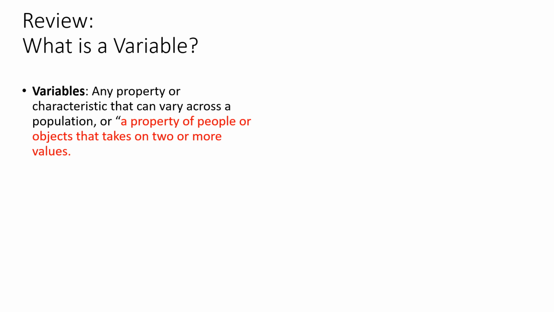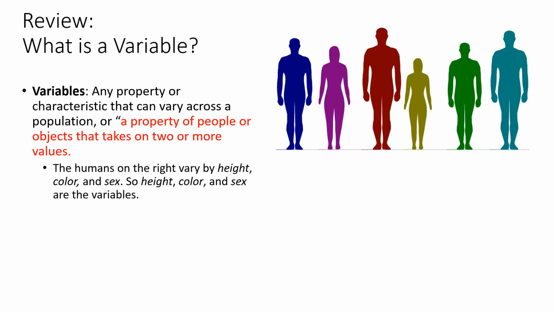So just reviewing a little bit, what is a variable? This is from stats, but I know some of you did not take stats as the prereq. And so a variable is any property or characteristic that can vary across a population, or a property of people or objects that takes on two or more values. So let's see what this means.